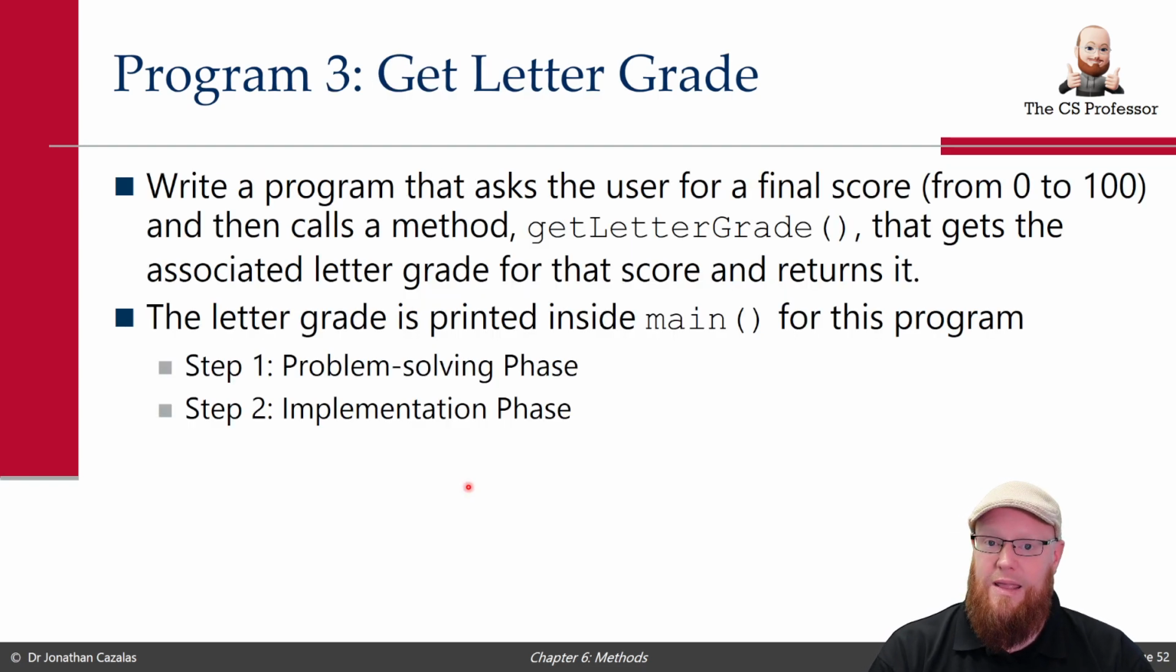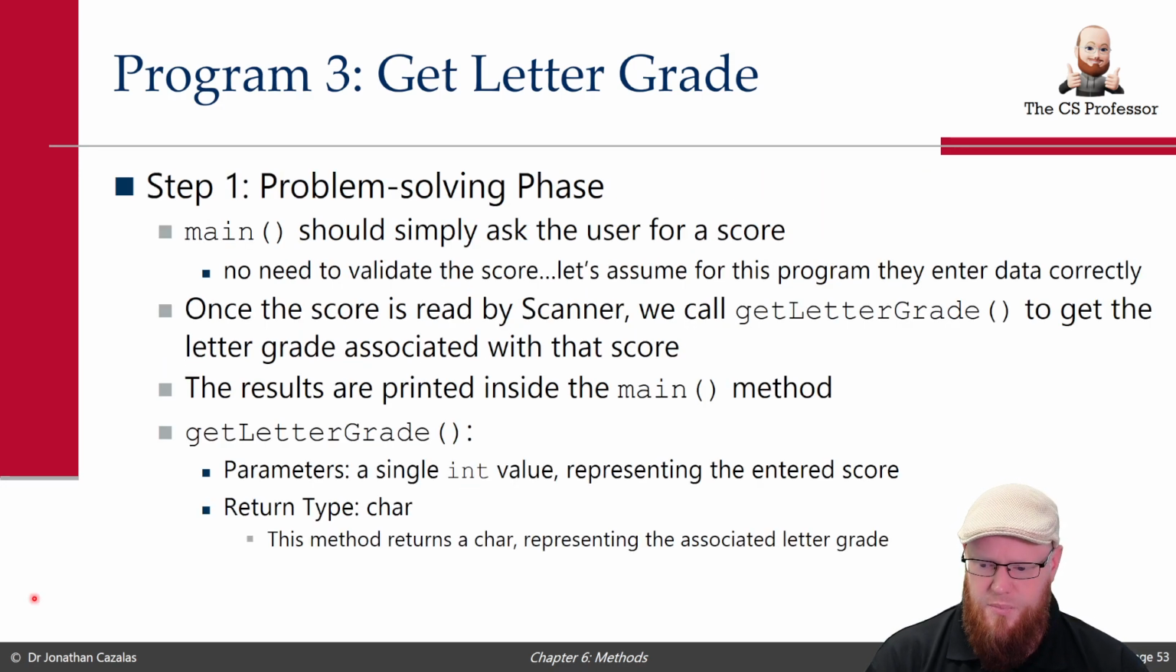This time we want to get the letter grade from the method and have it return a primitive char value, and return that letter grade to the calling method, which is main, to then be used within main. So now this get letter grade method right here still has one parameter, the score it's expecting to receive, but now the return type is char because we're not printing. The method's no longer going to print. It's not called print letter grade. We're not printing inside this method.